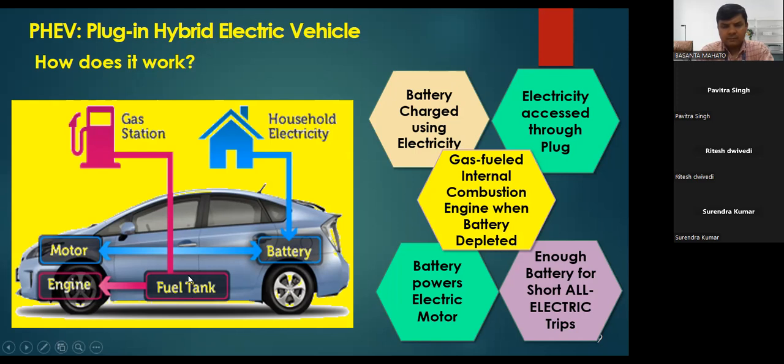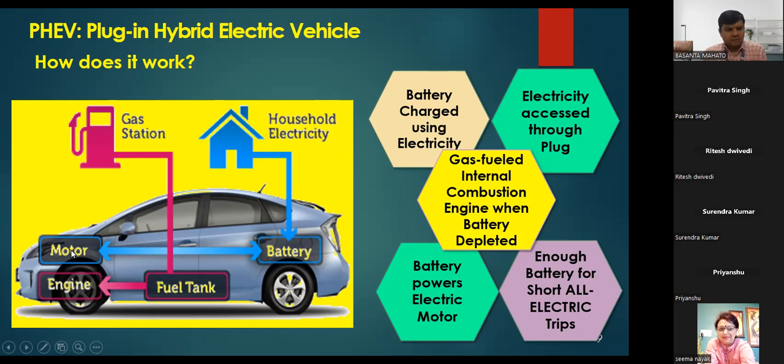So there is a fuel tank in this car, and this fuel tank will run the engine, and the engine will transmit the power to the shaft of this vehicle, and this will rotate the wheel, and this car will be driven. So this is a traditional system, and another is household electricity. We will charge this battery at our home, and this battery will transfer the electricity to this motor, and this motor will drive this car.